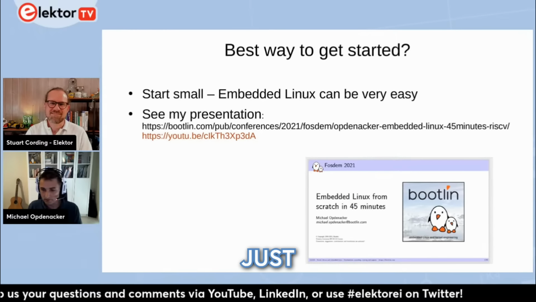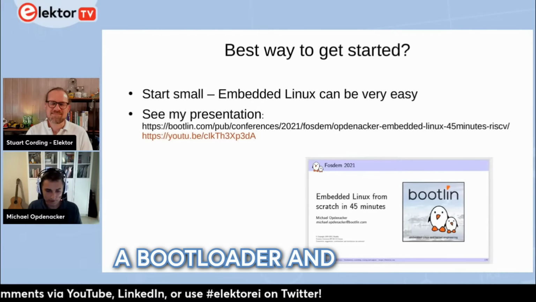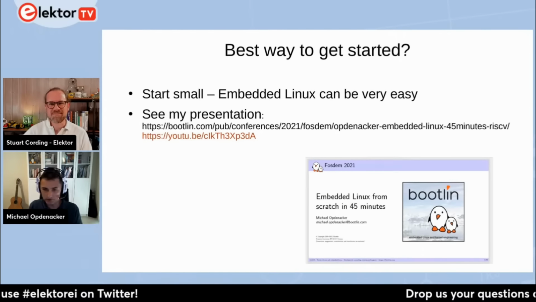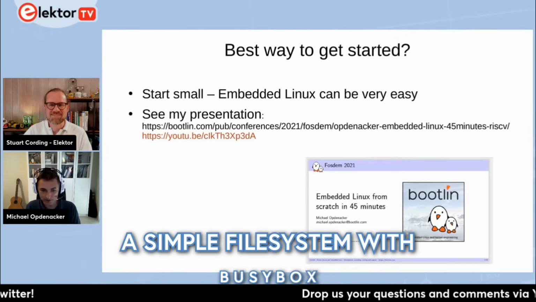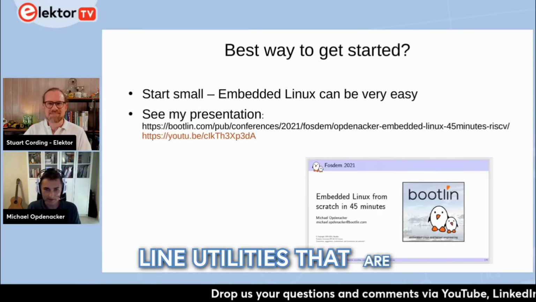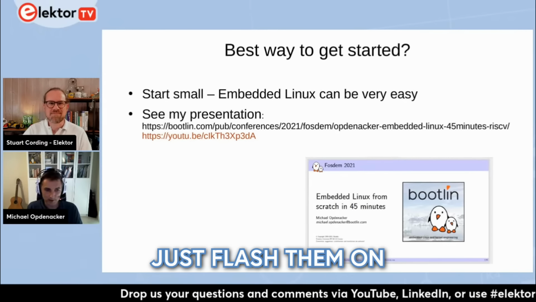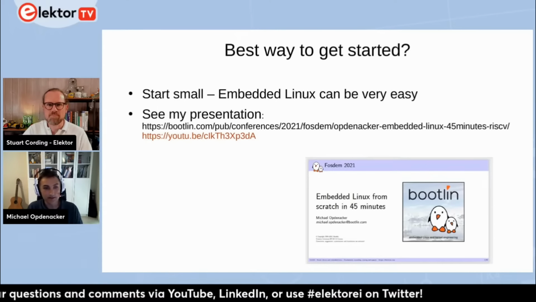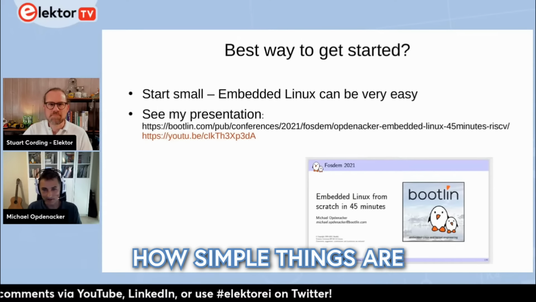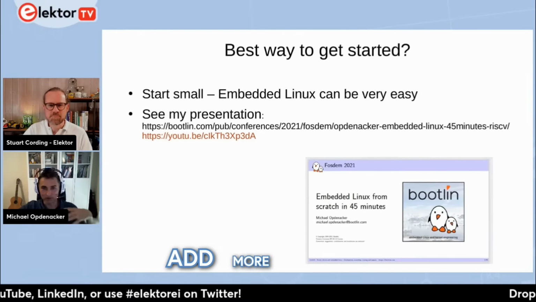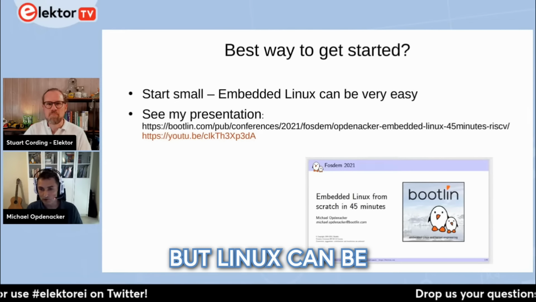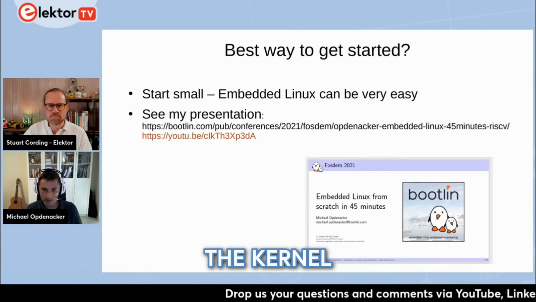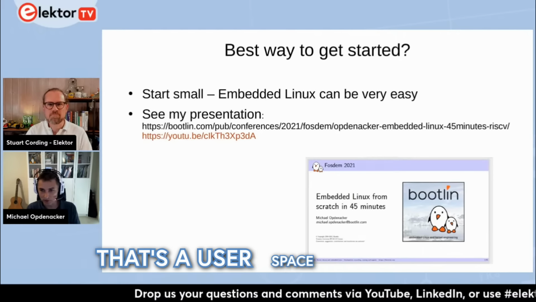Then just compile a bootloader and kernel for this emulated architecture, and just flash a simple filesystem with BusyBox. So just simple command line utilities that are super easy to compile. Flash them on a drive and boot your device with that. And then you can see how simple things are. Then you can grow in complexity and add more things. But Linux can be super simple. You just need 3 components: the bootloader, the kernel, and BusyBox. That's a user space program.